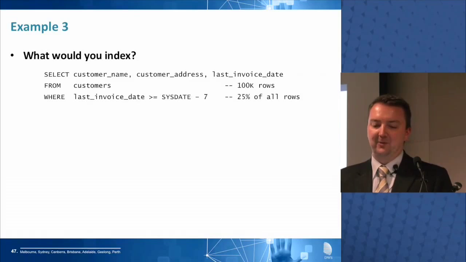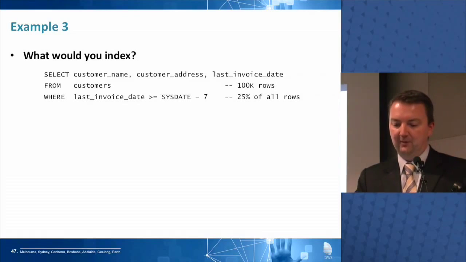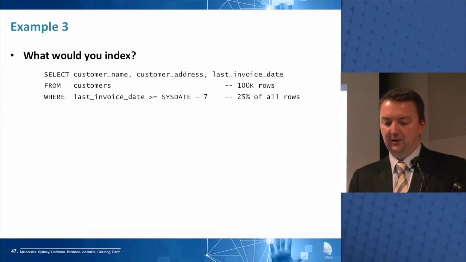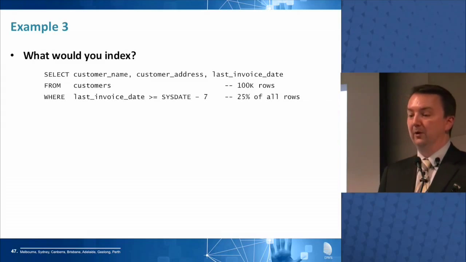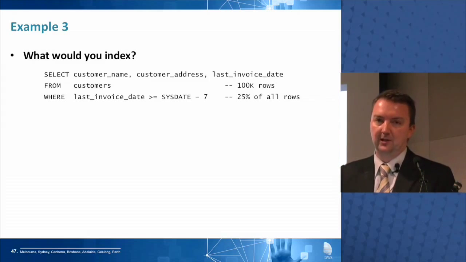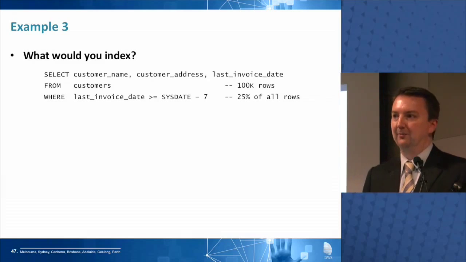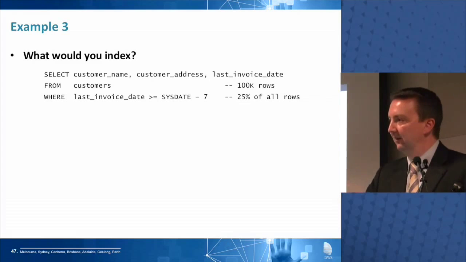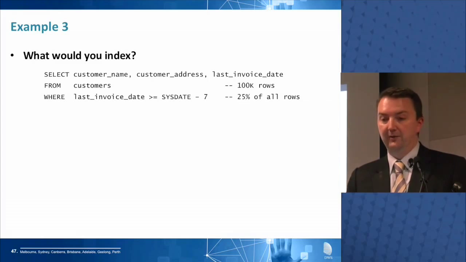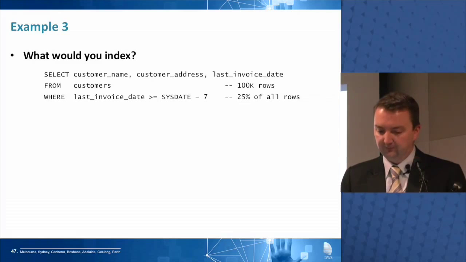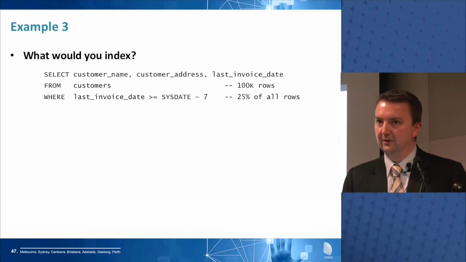Righto. What about this one? What would we index here? Select same columns again, from customers, where last invoice date is greater than sysdate minus 7. So I want customers that have been invoiced in the last week, and all my customers are invoiced monthly, so that's about a quarter of the rows in my 100,000 row table. What would I index now? Nothing. Why? A full table scan is probably going to be faster for a quarter of the table. It's 25,000 rows, a quarter of the table. I'm going to do 25,000 block reads. That'd be terrible.